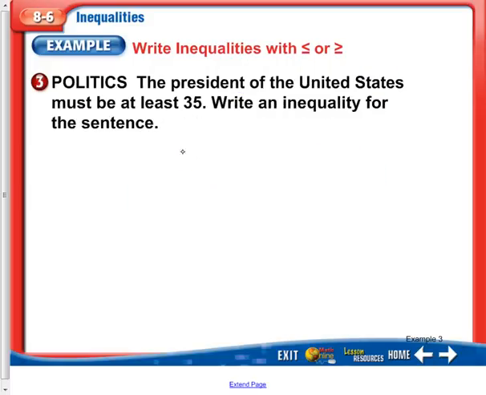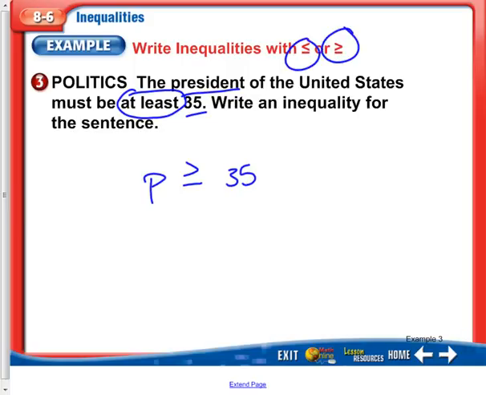Number 3, the President of the United States must be at least 35 years old. So the President must be at least 35. So I'm going to have P for President. I have the age of 35. And at least represents that I can actually be 35. But I can't be less than 35, so I'm going to be greater than or equal to. So the President must be greater than or equal to 35 years of age. So this is a case here where we're going to be using these equal to signs.